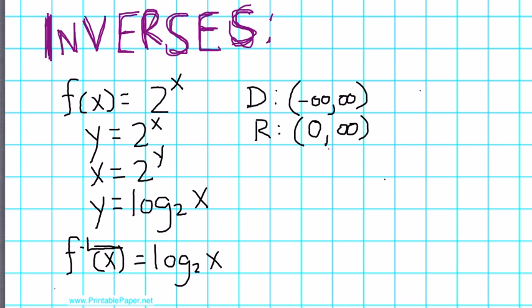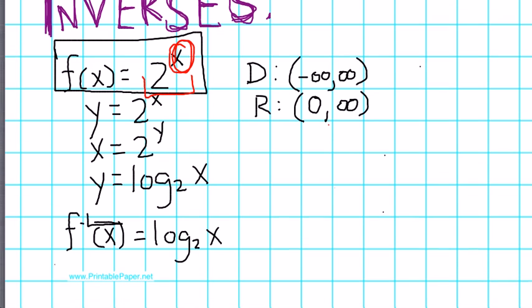Okay, so let's look at domain and range. In the original function, 2 to the x, the domain is all real numbers because x is an exponent, it can be anything it wants. The range, however, is 0 to infinity because there's no value of x that you can put in there to make the whole quantity negative. It's always going to be greater than 0. Also, there's no value of x that will make it 0.